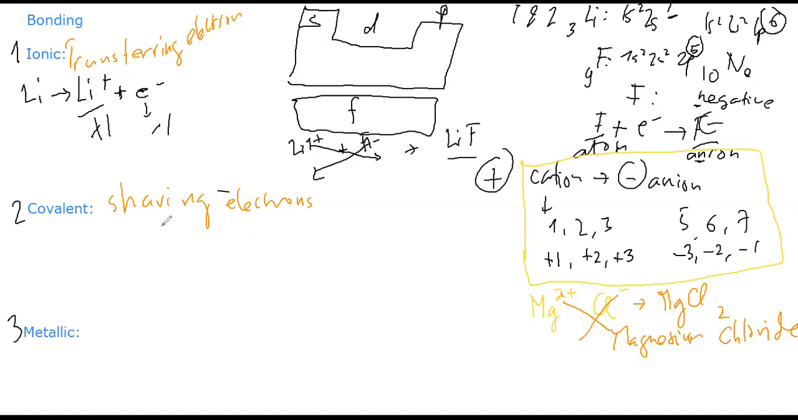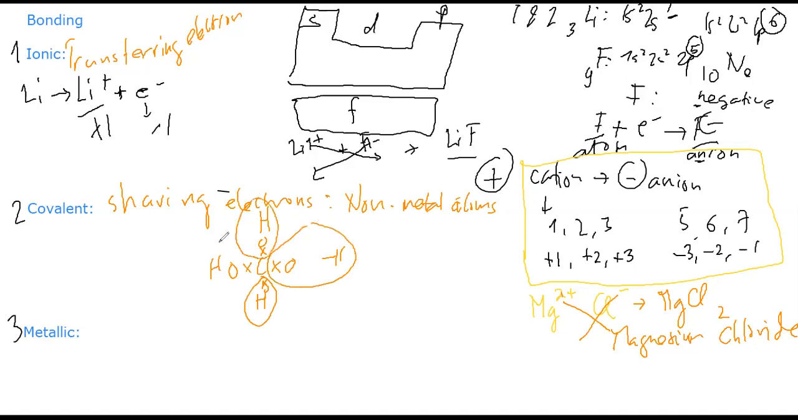Okay, so sharing electrons actually comes from two non-metal atoms. For example, C and hydrogen. C is in group 4, so there will be 4 valence electrons of carbon, and then you have 1 electron of hydrogen. Why 1 electron of hydrogen? Because hydrogen is located in group 1. So you'll have the dot and cross diagram of methane. Okay, so you'll have this one.